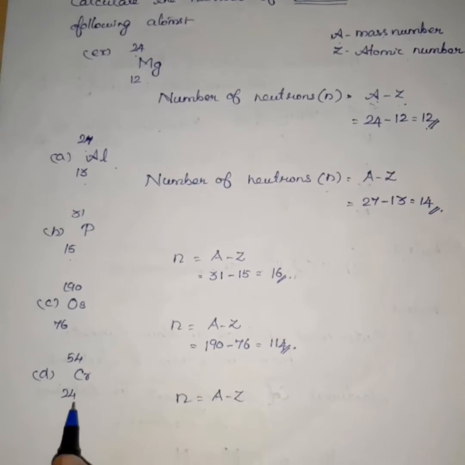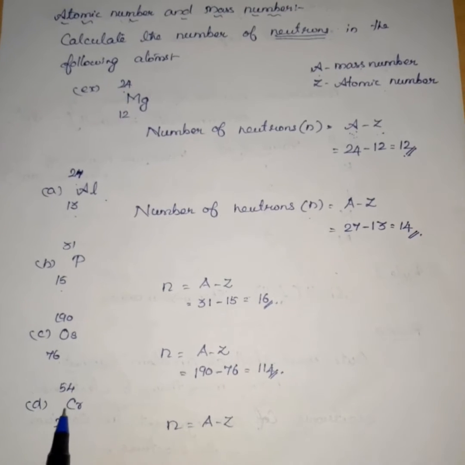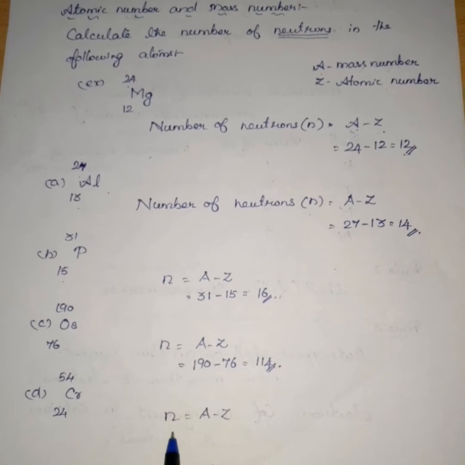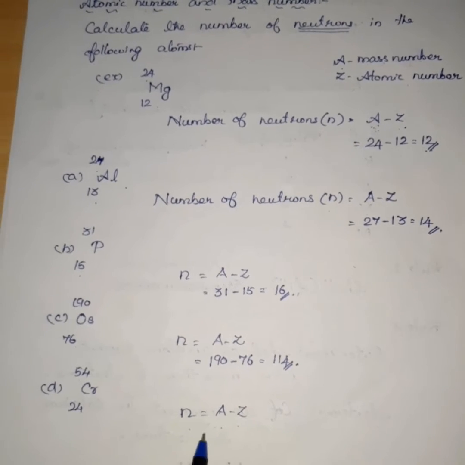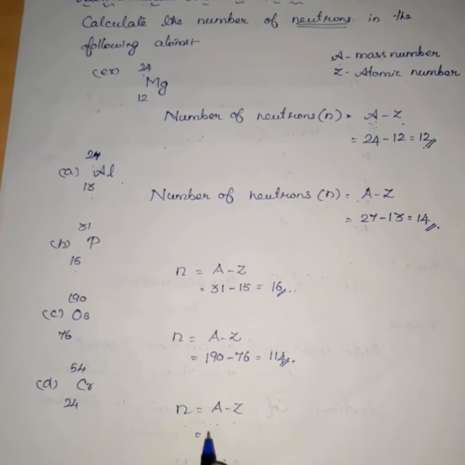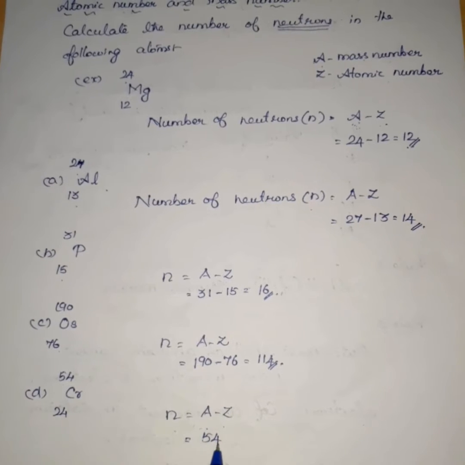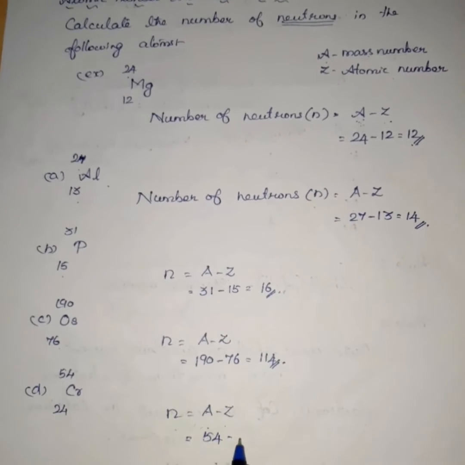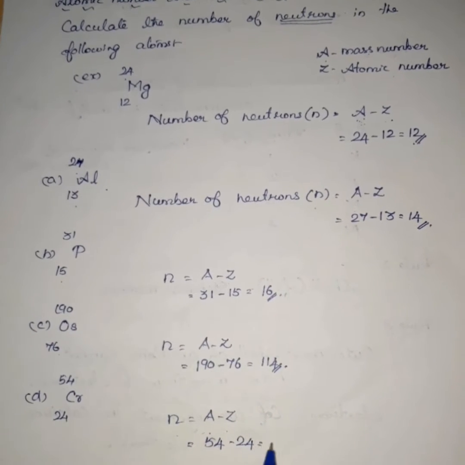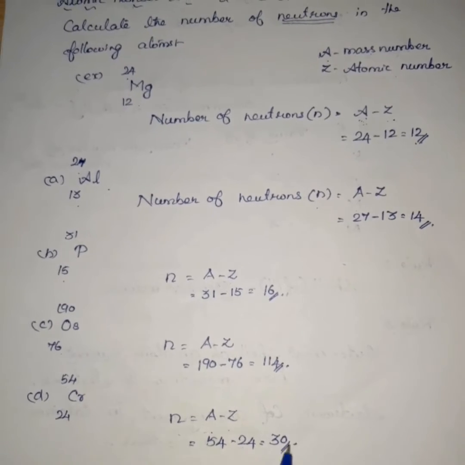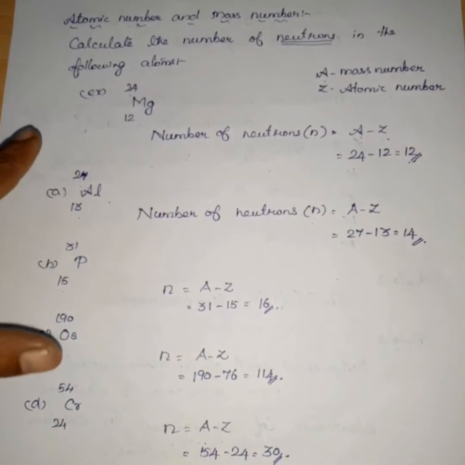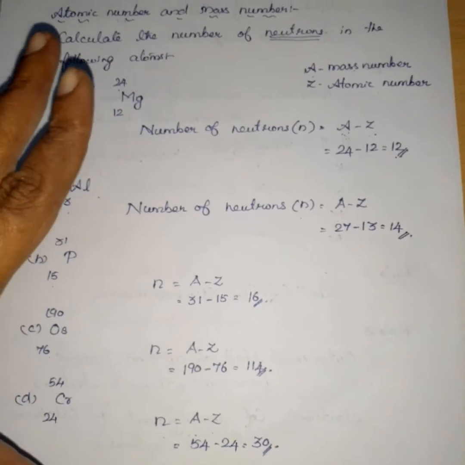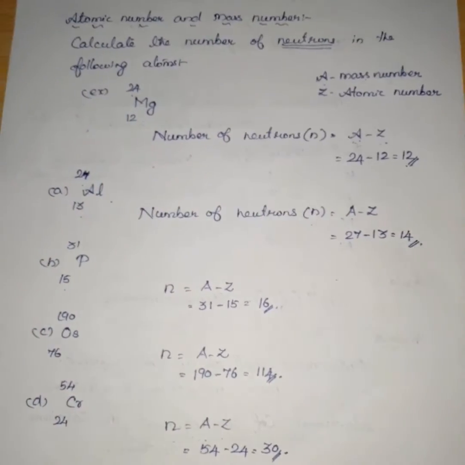Next, Cr, 24, 54. The number of neutrons is equal to the mass number minus the atomic number. Mass number is 54, atomic number is 24. So what's the answer? 30. Do you understand clearly the number of neutrons in the following atoms?